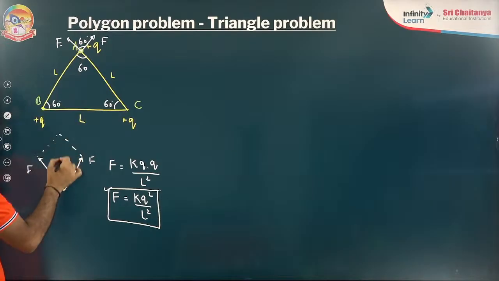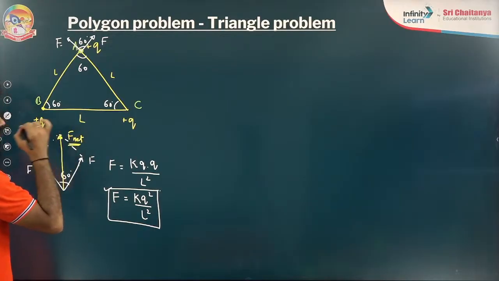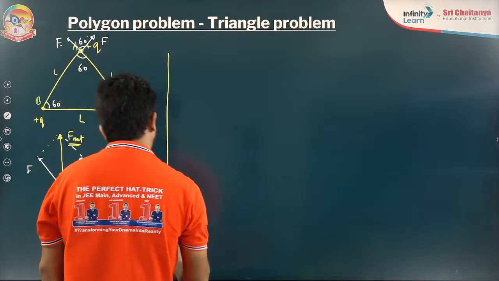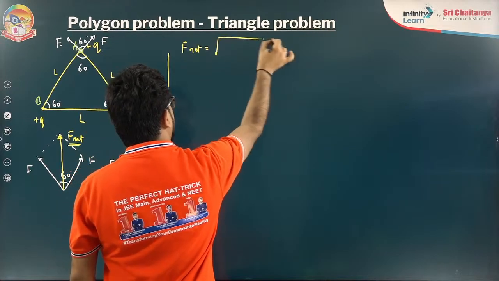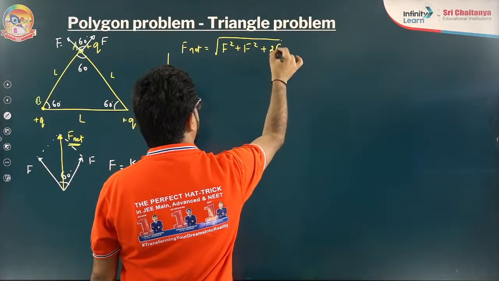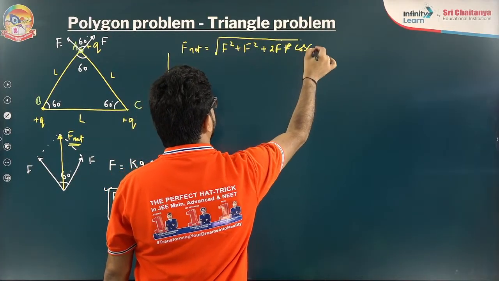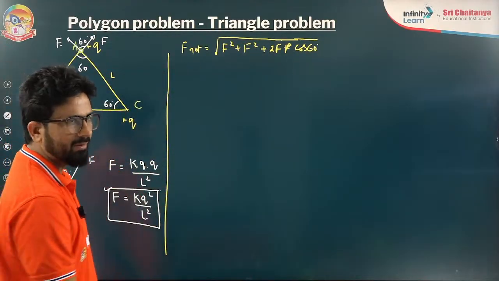If you see, the net force would be here, beta. This is net force. If I am writing this is net force, the very first question comes to you, what is the value of F net? You can write it very simply: F net is equal to the square root of F square plus F square plus 2 into F into F into cos 60 degree. I am applying the vector sum formula. Everyone knows this part.